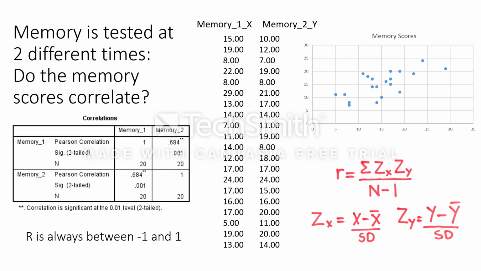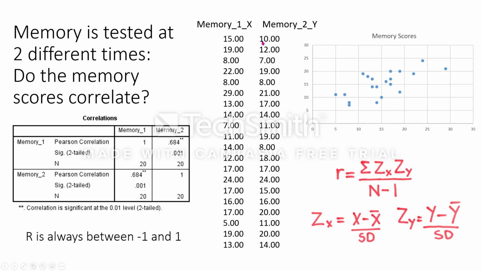Let's look at an example here that illustrates correlation. In this example, people have their memory tested at 2 different points in time. So they'll come into the research lab, perform a memory test, that'll be measured and recorded by the researcher, and then they come back another time and do another memory test.